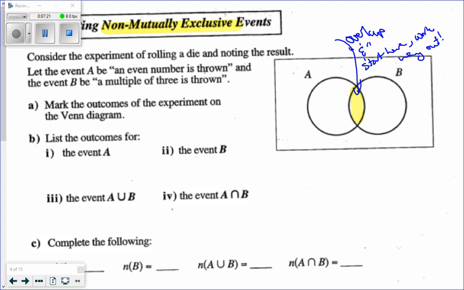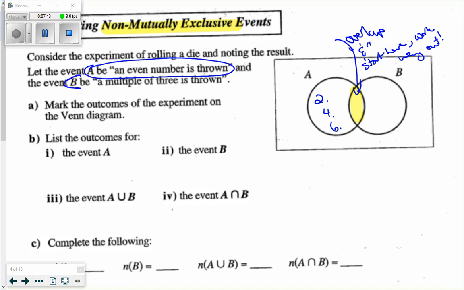So consider the experiment of rolling a die and noting the result. Event A is an even number is thrown. So that would be rolling a 2, a 4, or a 6. Don't write this down, by the way, because I'm going to erase it in a sec.